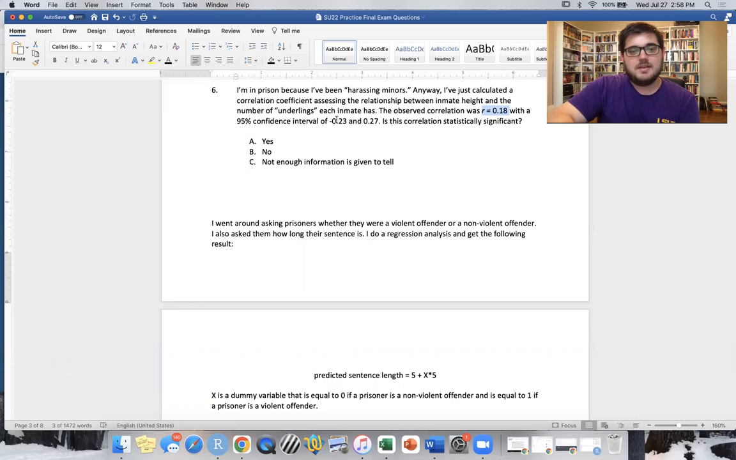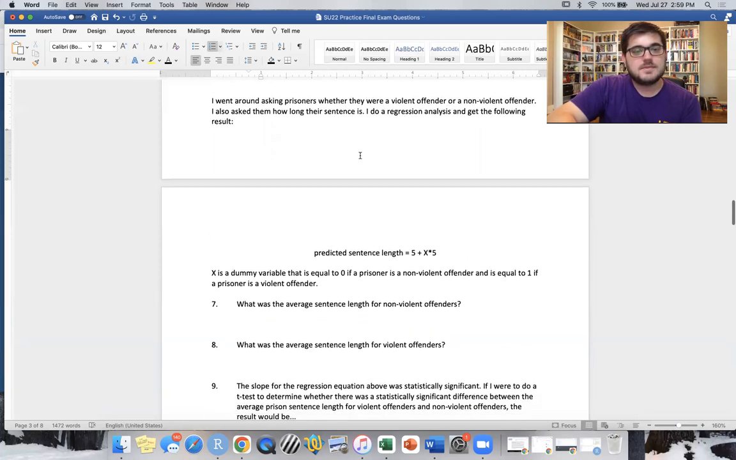And again, with a 95% confidence interval, if both of them are positive or both of them are negative, that means you can conclude that your correlation for real is probably positive or probably negative. But if one's negative and one's positive, that means 0 is within the interval and you will not be able to reject the null hypothesis. So when I ask, is this correlation statistically significant? The answer is no. And we do have enough information to tell. A 95% confidence interval gives you all the same information as a p-value for statistical significance. Same thing.